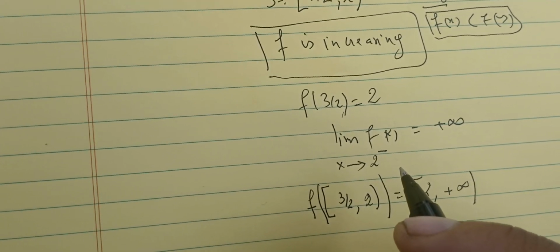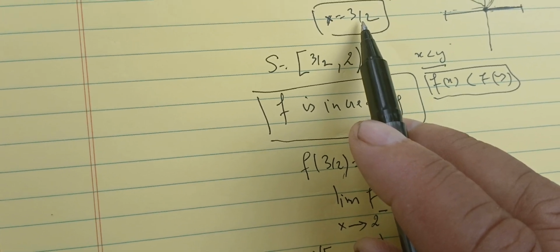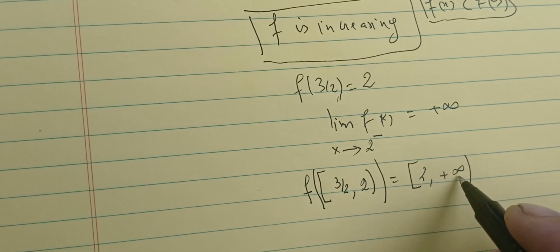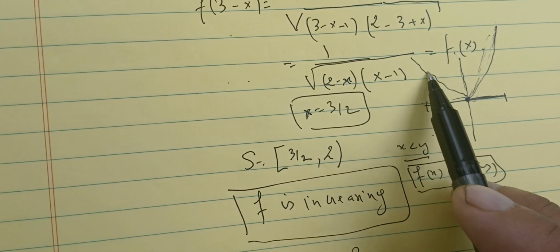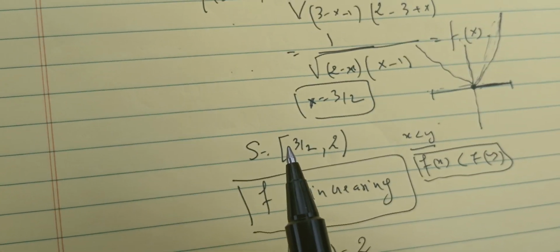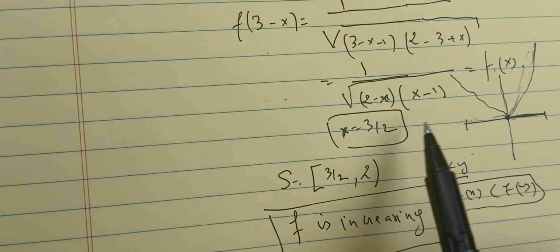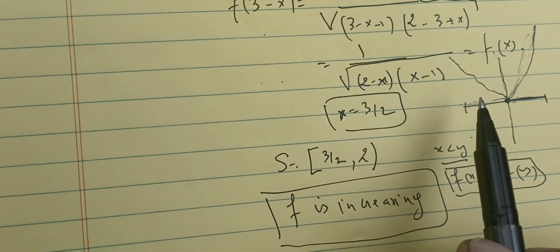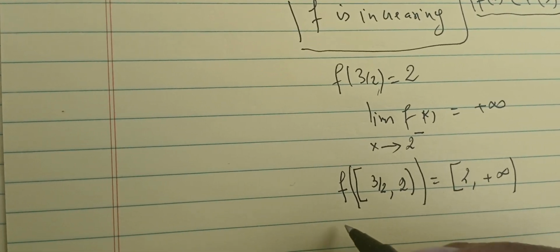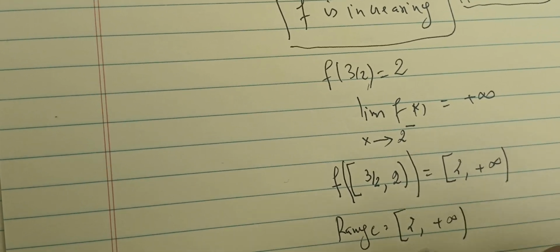And since the function is symmetric with respect to this axis 3 over 2, we see that the range is just this interval [2, plus infinity), because it's going to be the same for the other half of the interval. I have introduced many geometric meanings here, and if you don't see why, please ask in the comments. Here we see that the range for our function is [2, plus infinity).